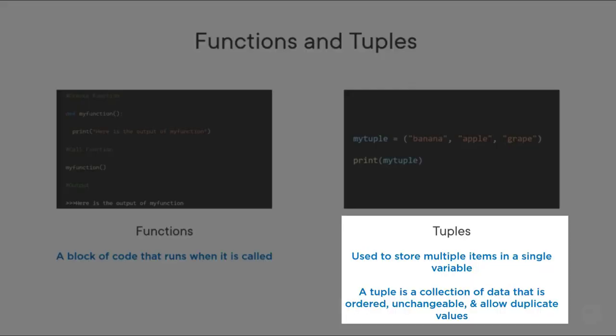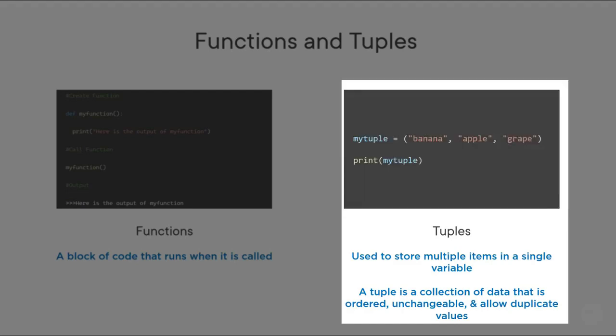Now, tuples are used to store data, and they're storing multiple items of data in a single variable. Now, it's important to know about tuples that once you define them, the data is ordered, it's unchangeable, and it does allow duplicate values in the list.